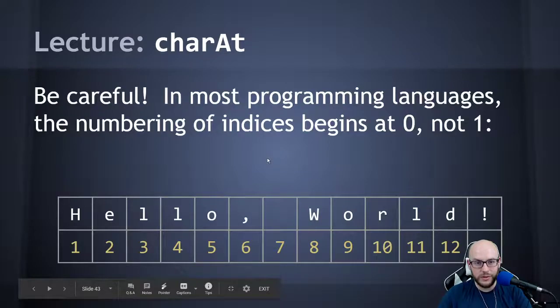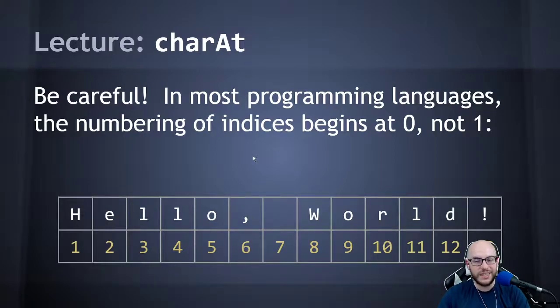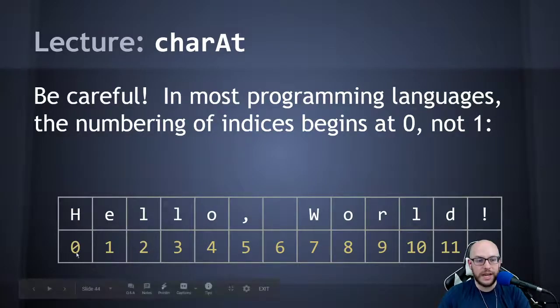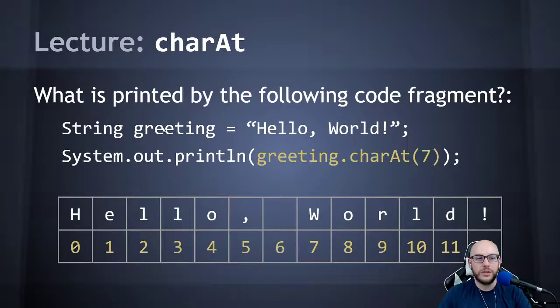But be careful, in most modern programming languages, the numbering of these indices begins at 0 and not 1. This is going to be really annoying to you at first, this idea that the first index is 0. Eventually, you're going to learn to love this, and you're going to hate the other way. The idea that the first index is 1 is actually going to cause you more headaches. Believe it or not, starting the first index at 0 actually makes this stuff easier in the long run. So keep that in mind.